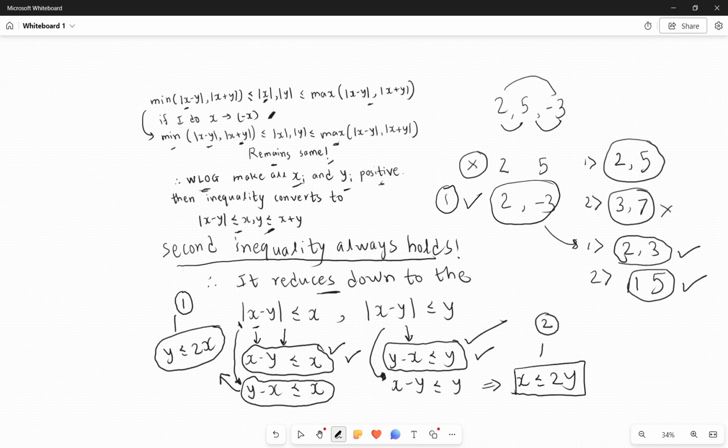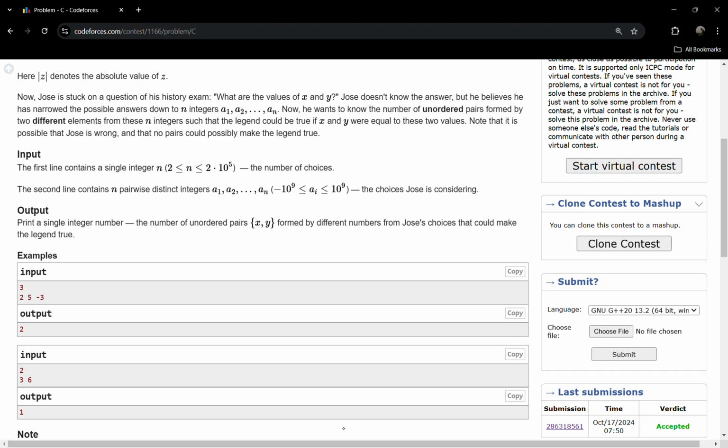Now what about 5 comma minus 3? For 5 comma minus 3, the first king capitalizes the land from 3 to 5, and the second king capitalizes the land from 2 to 8. So clearly the first region completely lies in the second region. So yes, 5 comma minus 3 is also a valid pair. So that's why two unordered pairs are possible for this test case. So indeed the answer is true.